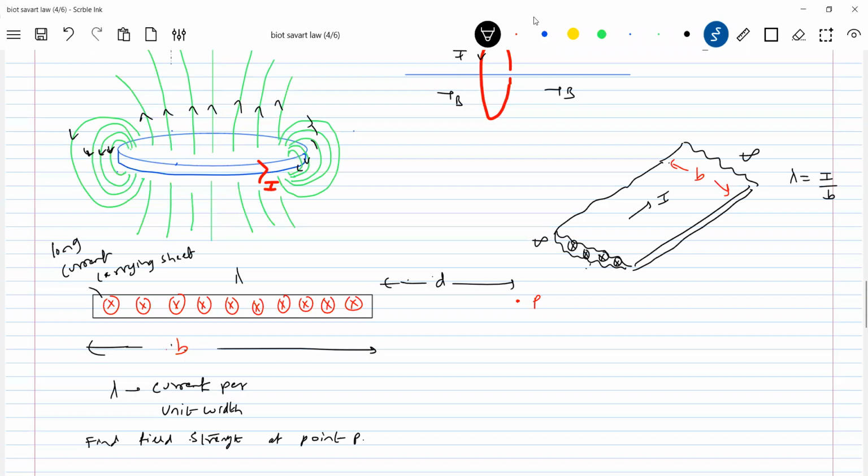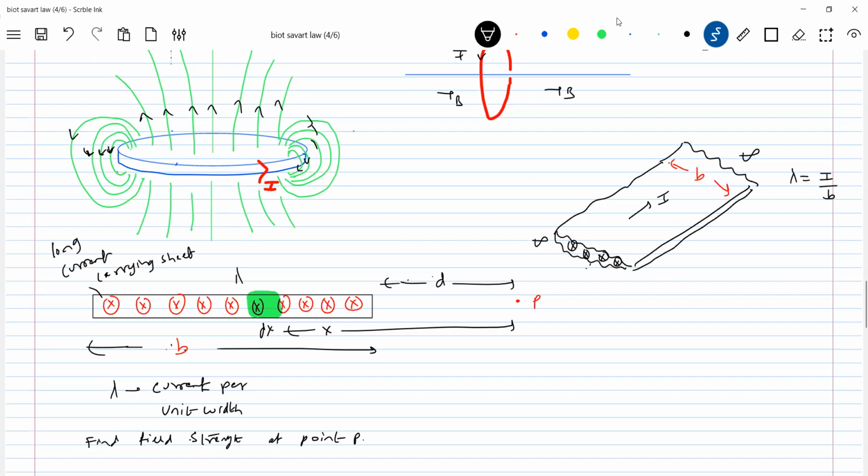So shall we assume this sheet is made up of some elements? Let an element have width dx, at a distance x from the point P. Now, in a width of B, let there be a current I. In a width of dx, how much current is there?